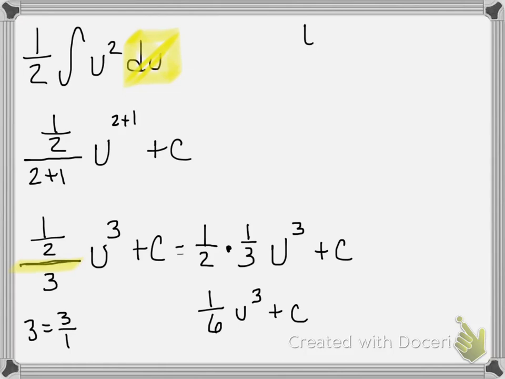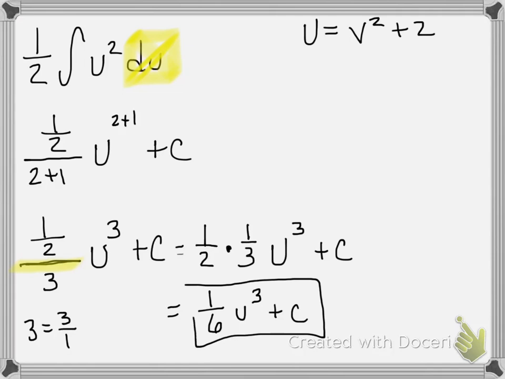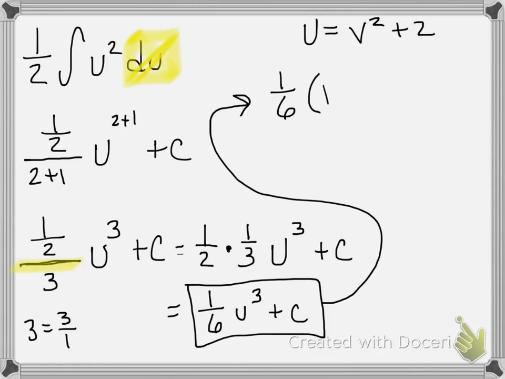And if you remember, we just said that u was equal to v squared plus 2. So just take all of this right up here where we have a little bit more room and plug our v back in. So we're going to have 1 over 6 our u, which is v squared plus 2, and that is going to be cubed and plus a constant. And so this is our answer right there.